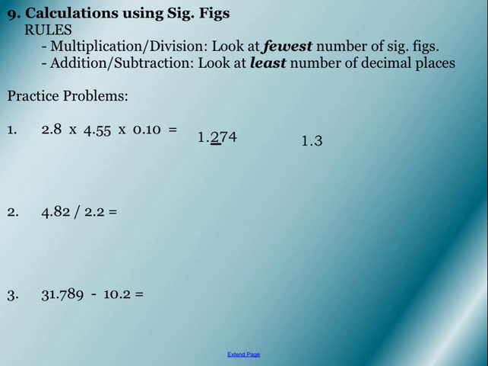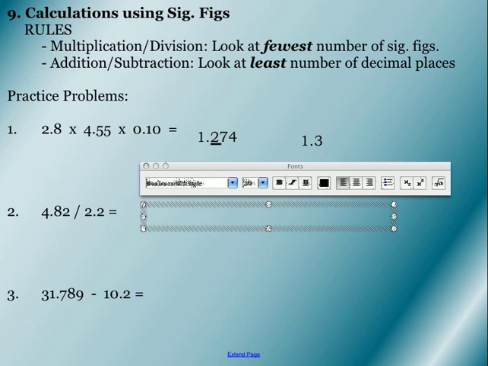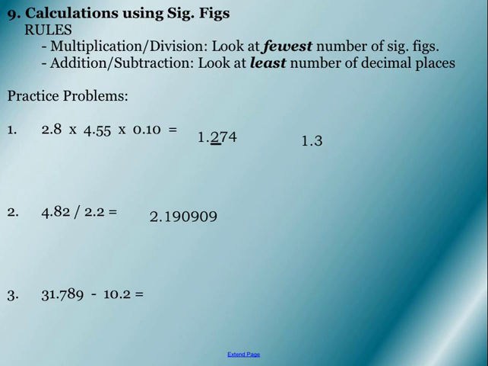Second one, again we're doing division. We'll plug it into our calculator: 4.82 divided by 2.2, and you get 2.190909, repeating forever. Again, we need to round it, so we look at the fewest number of sig figs. The first number has 3 sig figs, and the second has 2, which means we need to round to 2 sig figs, which takes us to the tenths place. Our final answer is 2.2.